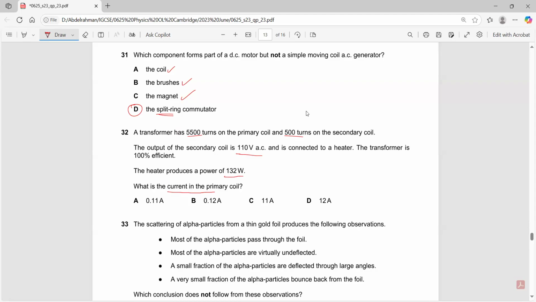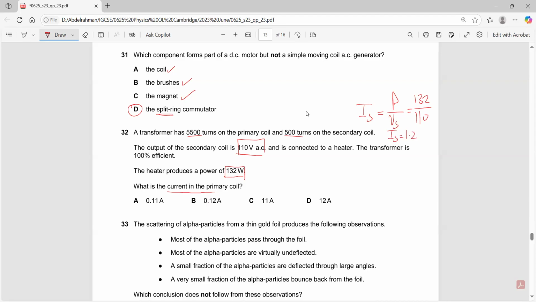Okay, can I find, first of all, the current in the secondary coil? Yes, I can, because you have the power and you have the voltage. So Is would be equal to the power divided by Vs. 132 divided by Vs, which is 110. 132 divided by 110 is 1.2. So Is is equal to 1.2.